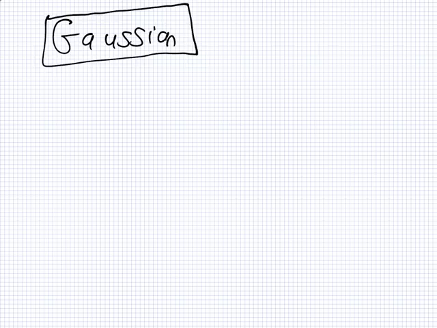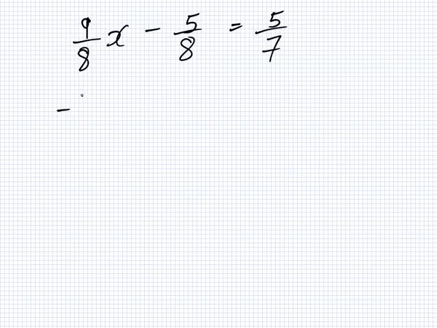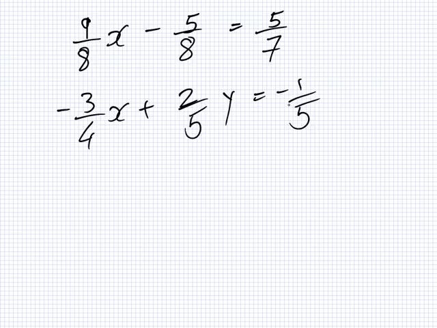Okay, so I'll show you how this method works. Can I scroll down a little bit? So I'm going to pick a more difficult example, something kind of messy that has fractions in it, like 9 over 8x minus 5 over 8 equals 5 over 7, minus 3 over 4x plus 2 over 5y equals minus 1 over 5.